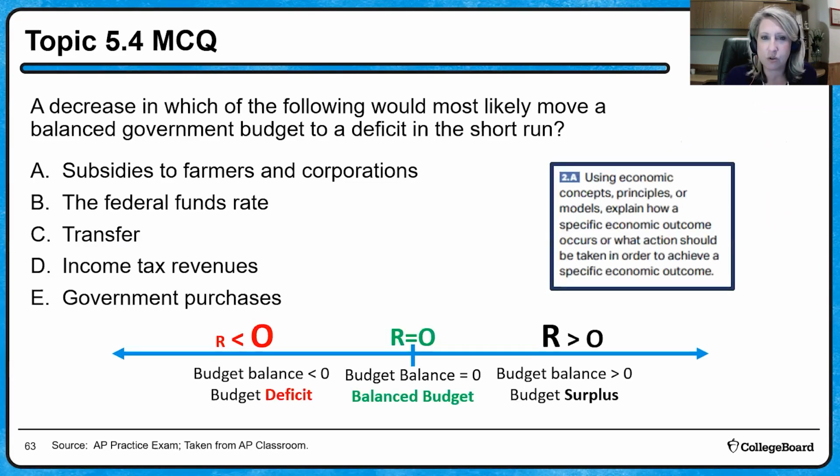All right, so bring back your tool. If the government's starting with a balanced budget and it's moving to a deficit in the short run, it means in our answer, we have to see either R is getting smaller or O is getting bigger. So we're looking for a decrease in revenues or an increase in spending. Okay, so a decrease in which of the following? That means a decrease in income taxes, that's a decrease in our revenue. So do you see how this tool can help us think about what the answer is to a question about the government budget balance?